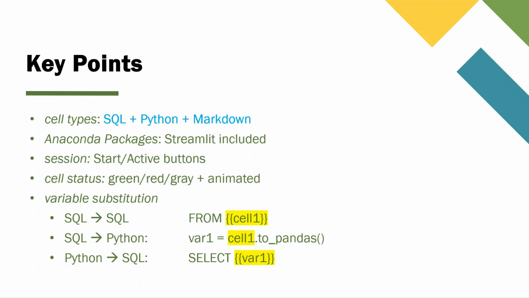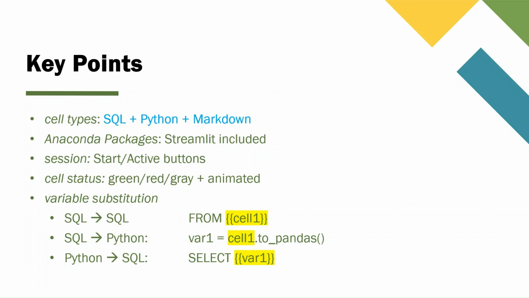Cell status. That's about getting familiar with the interface, because you may be asked what color a certain cell will be based on the execution. If it's been executed before, it could be green or red, if it has been executed successfully or with errors. Gray if no execution yet, and you may get some running animation, some moving effect.